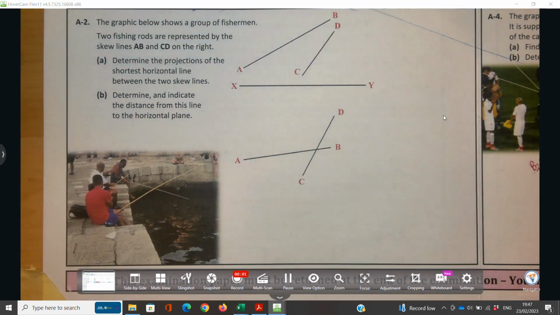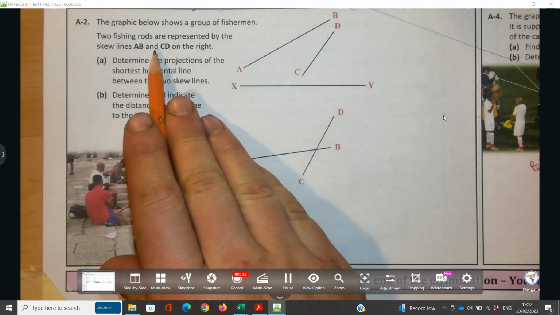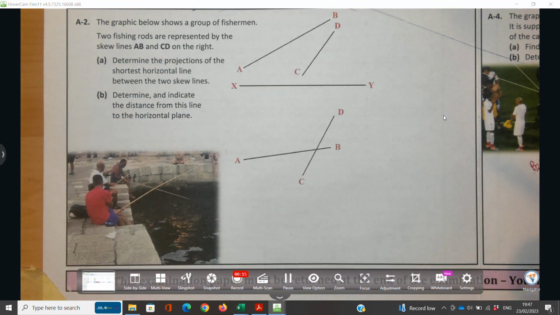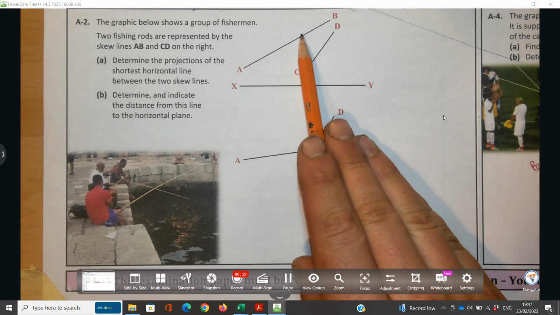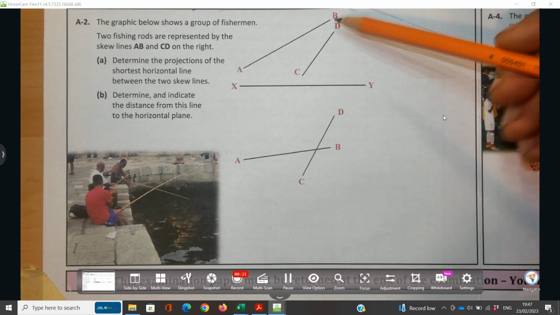Okay, welcome to this video, 2018, question A2, DCG, higher level. So two fishing rods are represented by the skewed lines AB and CD. So two skewed lines are two lines whose apparent point of intersection in elevation and plan does not match up.